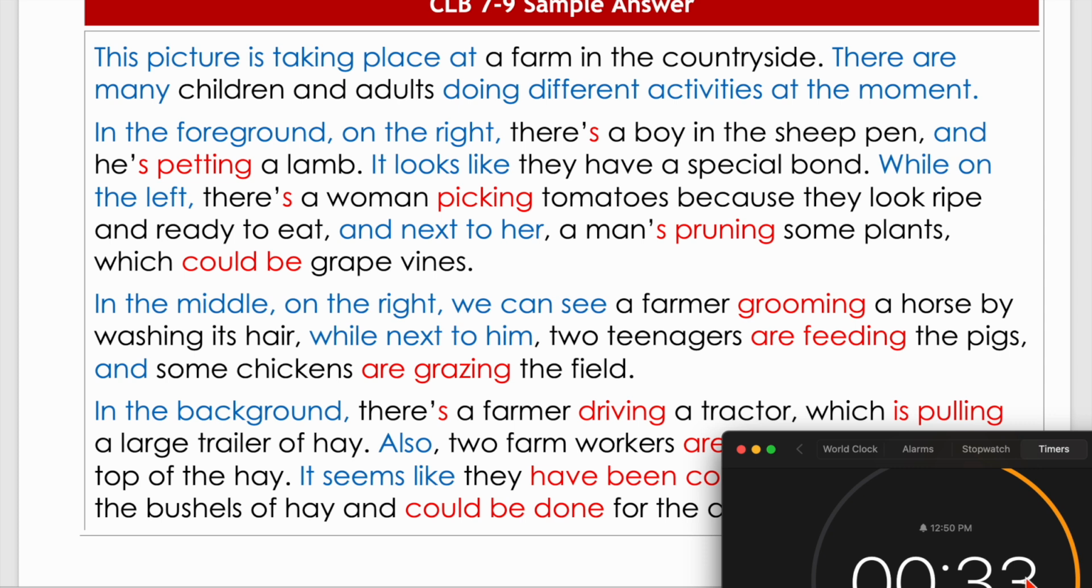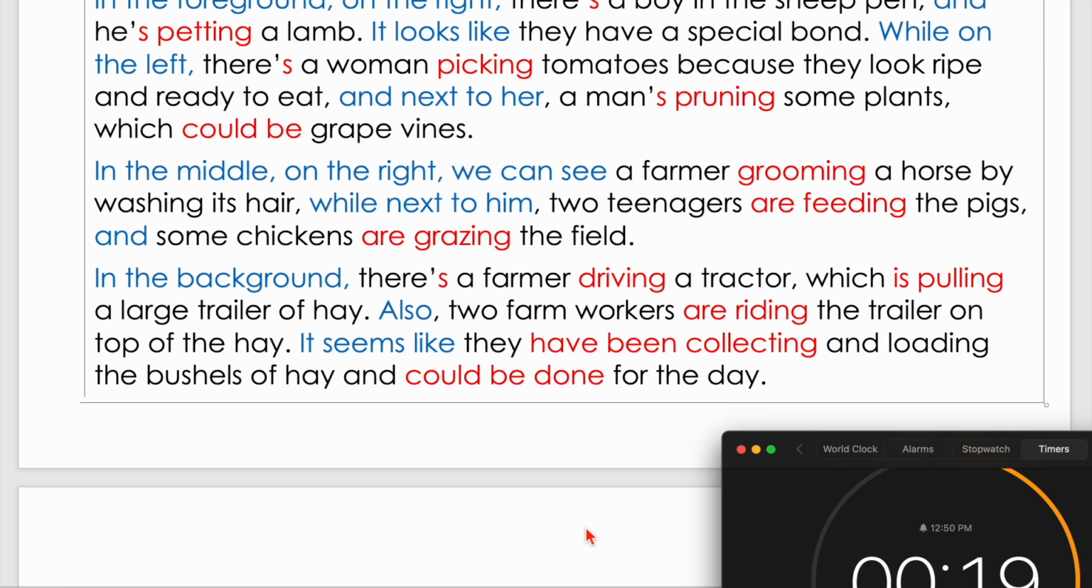In the middle, on the right, we can see a farmer grooming a horse by washing its hair, while next to him, two teenagers are feeding the pigs and some chickens are grazing the field. In the background, there's a farmer driving a tractor which is pulling a large trailer of hay. Also, two farm workers are riding the trailer on top of the hay. It seems like they have been collecting and loading the bushels of hay and could be done for the day.